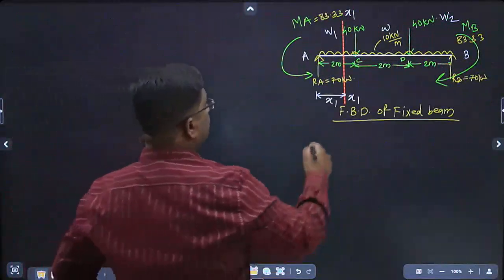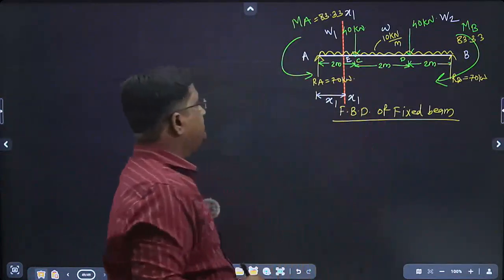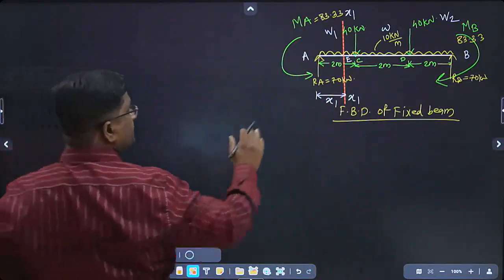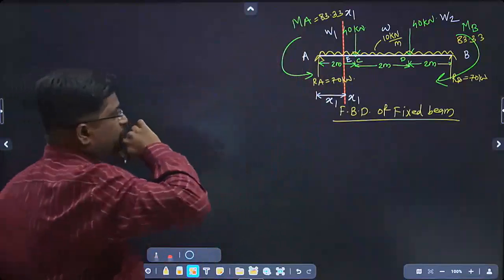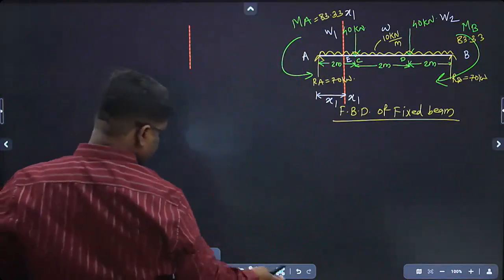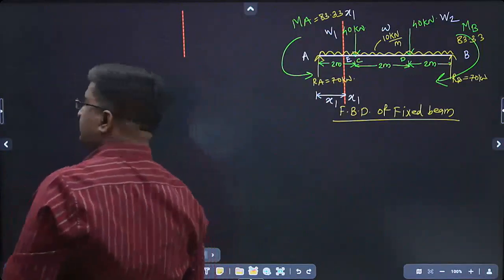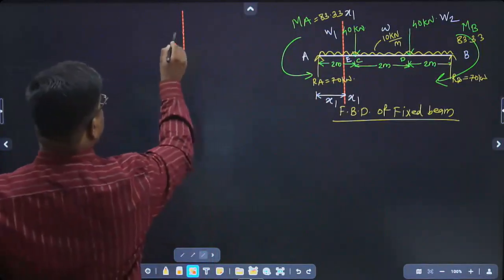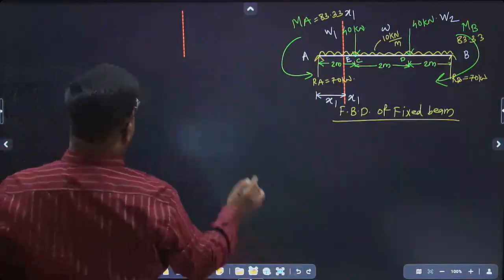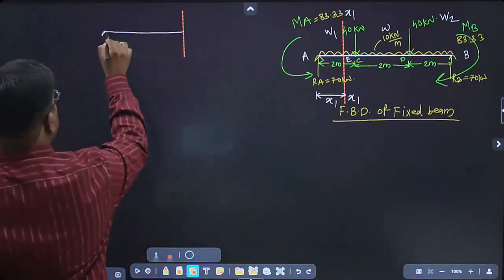That point is what? E point. Now draw the left portion of this beam of that section. Now this is the section we have considered. Okay. Now consider the left part. This is the reaction RA, 70 kilonewton.